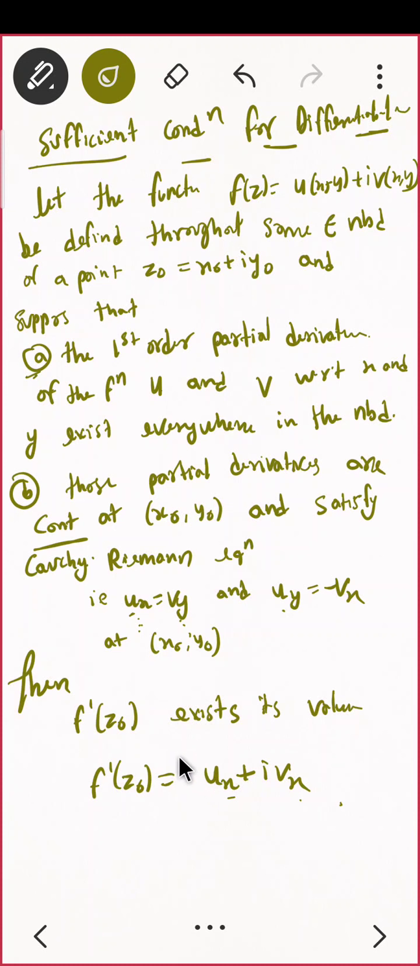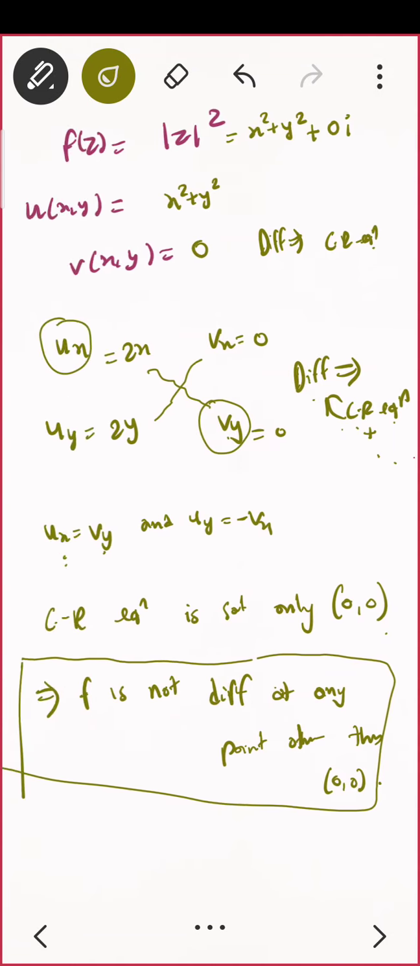Okay, now to check differentiability we have a theorem. We will just check whether the partial derivatives exist and whether they are continuous at that point. So what is ux, uy, vx, vy? We saw that the function is satisfying the CR equation at 0 0. Correct? Can you say something about whether ux, uy, vx, vy are continuous at 0 0? Can you say something?